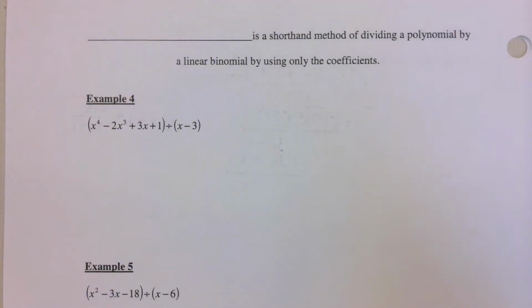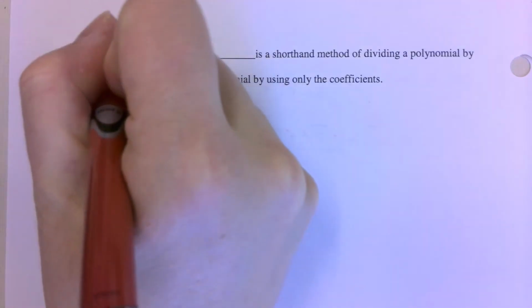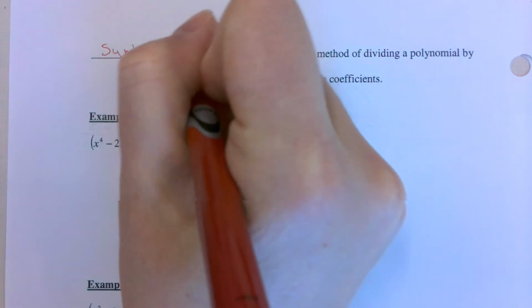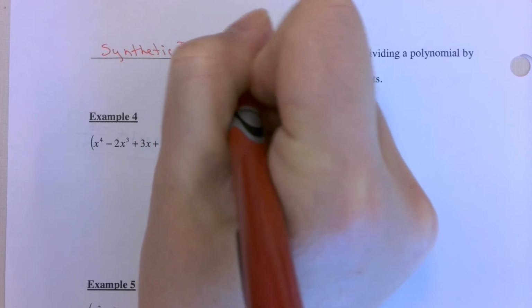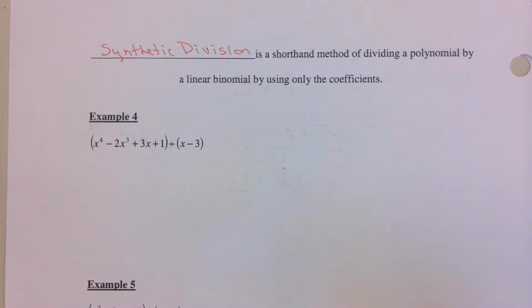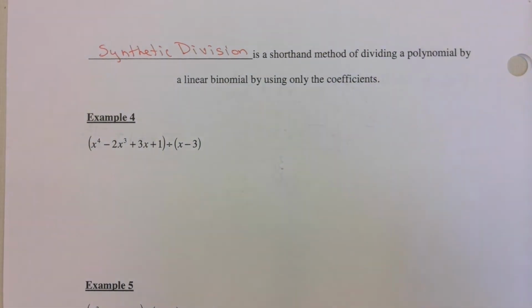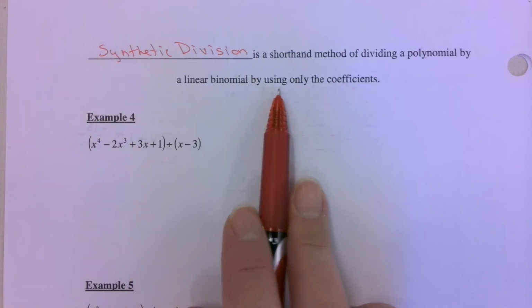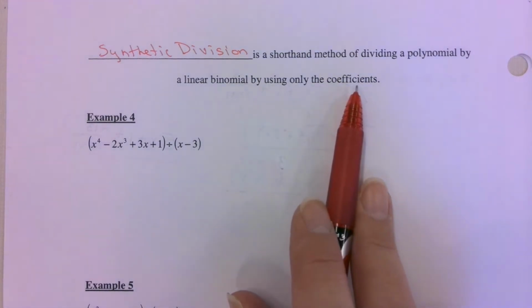This is a continuation of our notes from 6.3 on dividing polynomials. Today we're going to take a break from longhand division and discuss synthetic division. Synthetic division is a shortcut. It is a pattern that we use to help us avoid all the variables. It is a shorthand method of dividing a polynomial by a linear binomial by using only the coefficients. So we're going to cut out the variables.